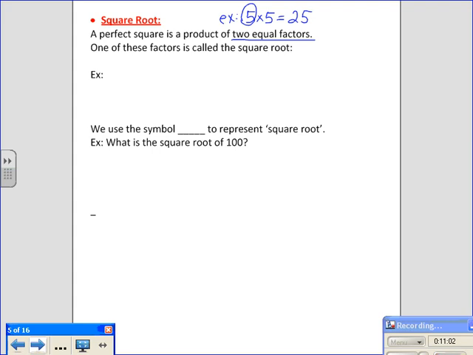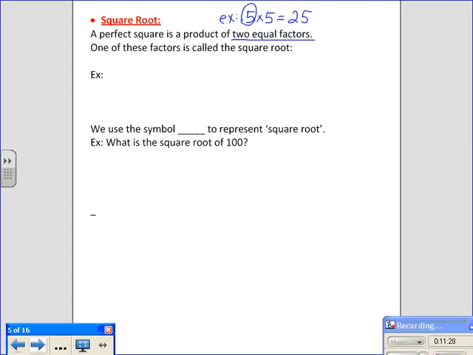So what we're really doing when we take the square root is, you can think of it as undoing squaring, or asking ourselves, what number multiplied by itself gave me that perfect square of 25? So we're getting back to the original factor that we would have had to use to get to that perfect square.